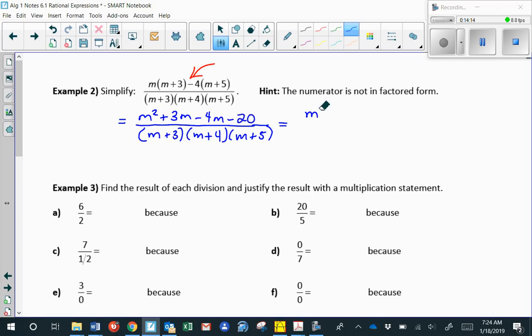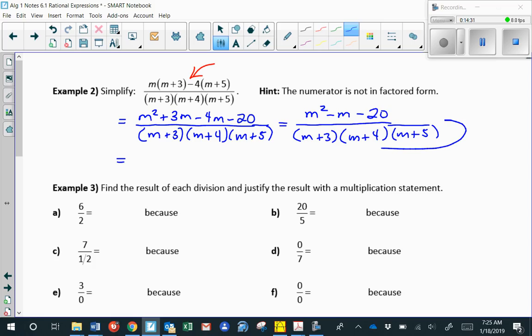Okay, so in the numerator we have m squared, combining like terms, minus m minus 20. And downstairs we have those 3 factors that were in the original problem. Now let's skip to the next line.